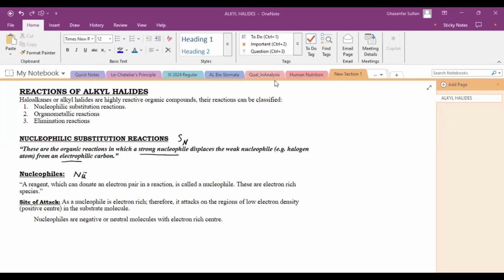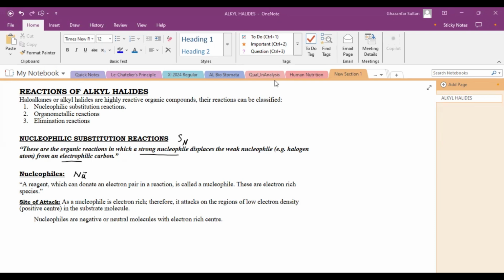So the electrophilic carbon of the alkyl halide is the target carbon atom, which has low electron density due to the high electronegativity of the halogen. So the bond between halogen and carbon is a polar bond, where halogen is partial negative and carbon is partial positive. So the electrophilic center is the carbon where halogen is bonded.